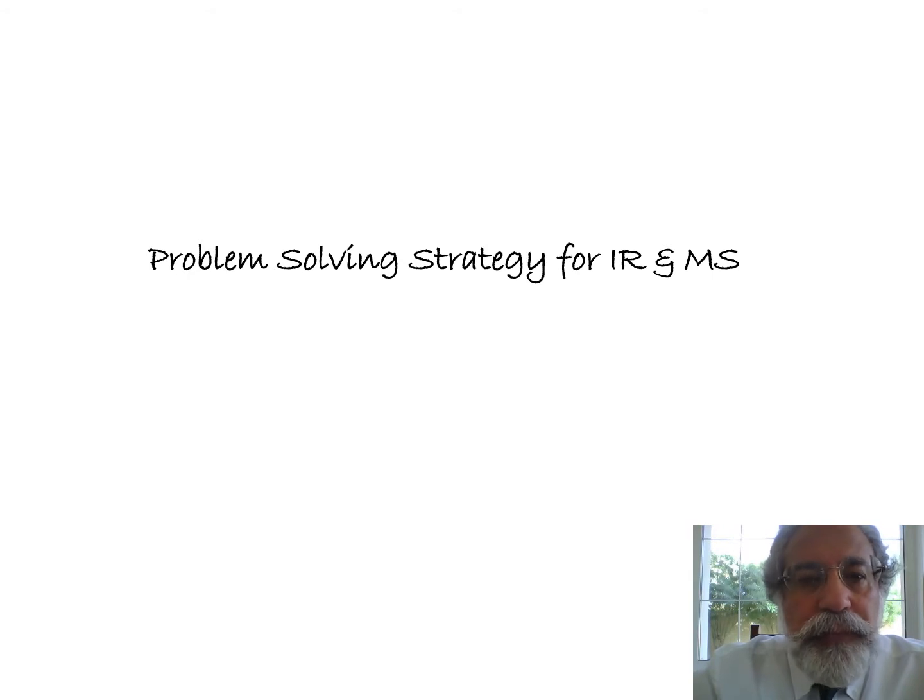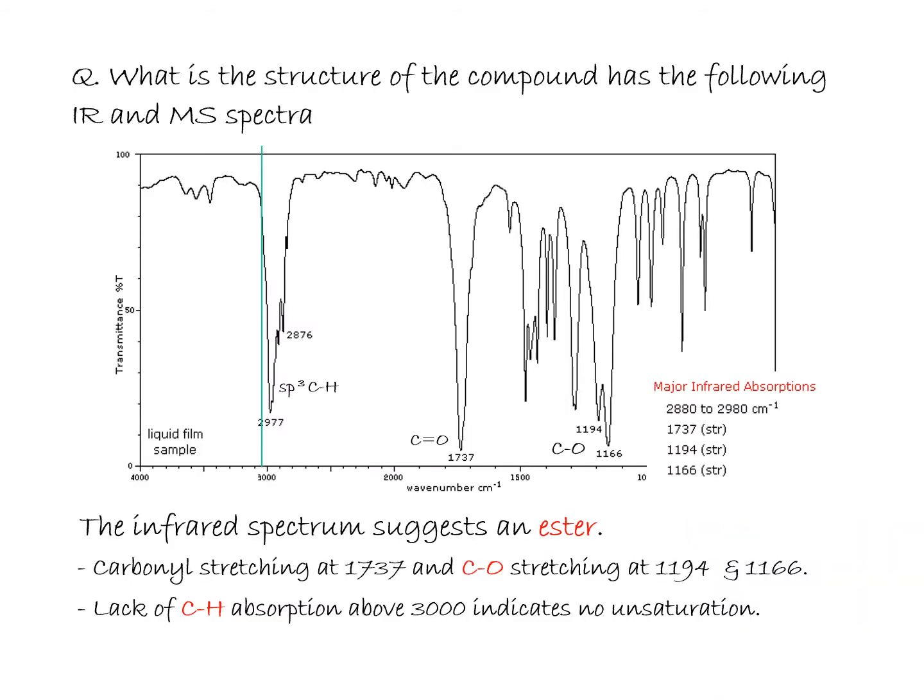Okay. First example. What is the structure of the compound that has the following IR and mass spec? Here we have an IR sheet. Recall the 5-zone sheet I asked you to work on. Have it with you ready. Okay, and let's look at the spectrum.